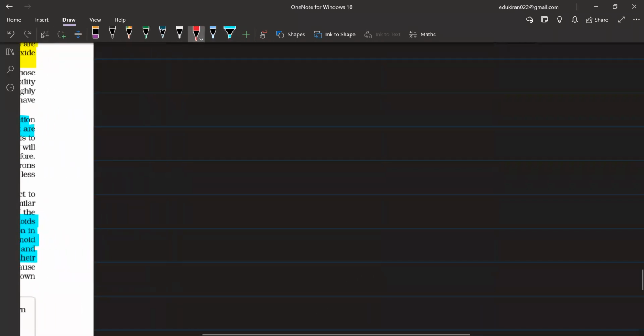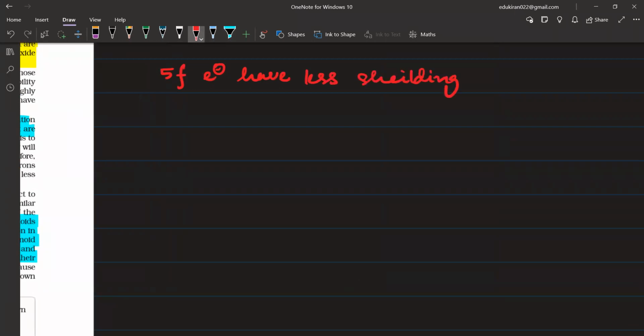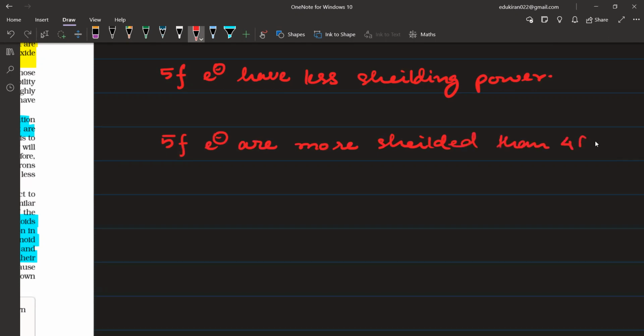I hope all of you will agree that 5f electrons have less shielding power. Correct? Yes or no? Please tell me, guys. All of you agree with this? Yes, sir. All of you agree? Then there is another statement. I can say 5f electrons are more shielded than 4f electrons.